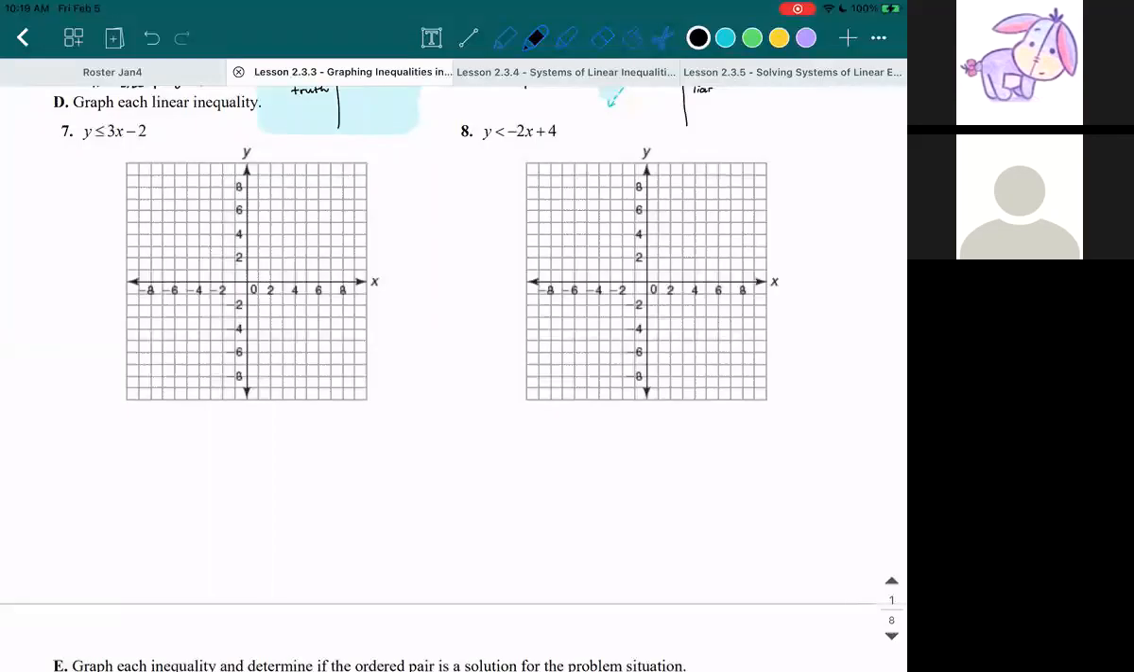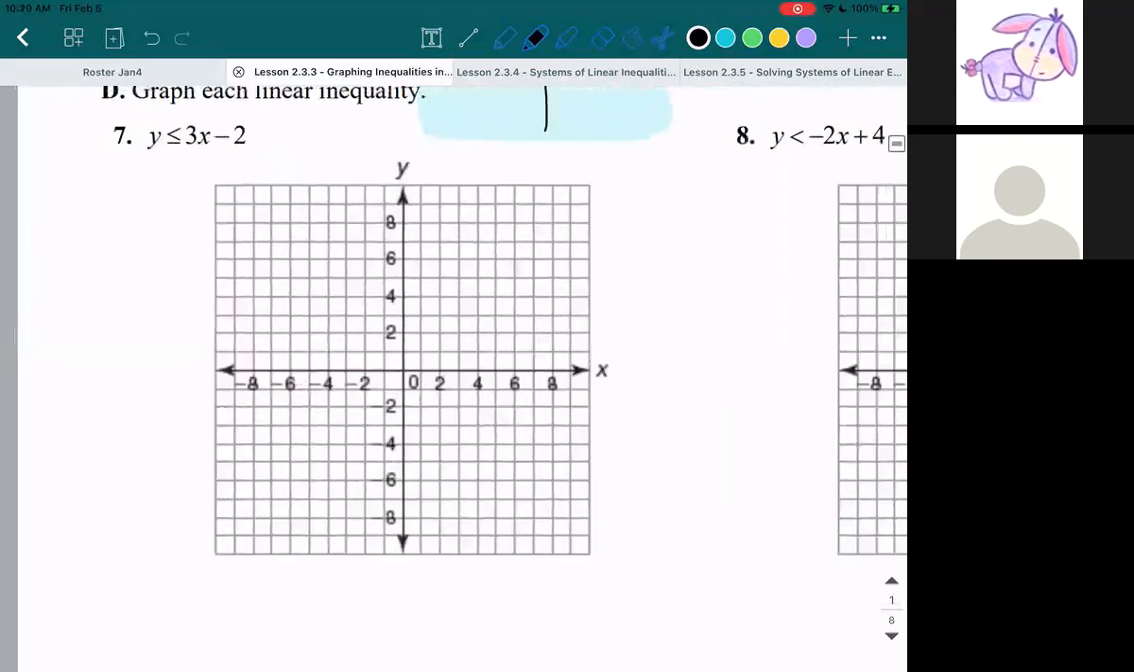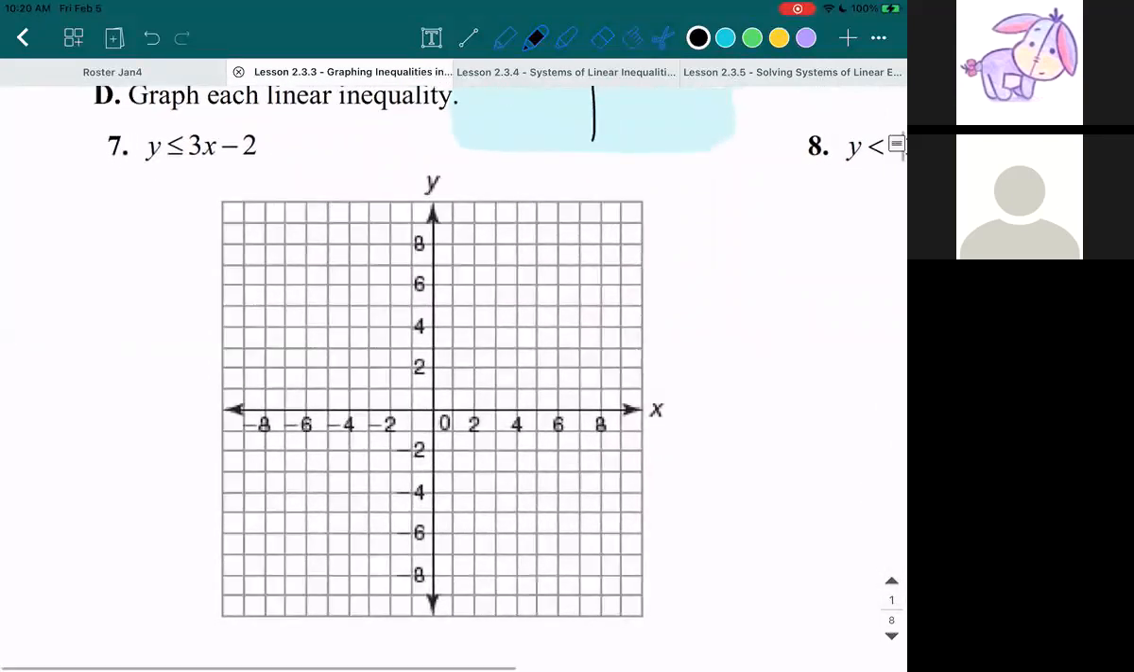All right, so for 7 and 8, we are going to graph each linear inequality. So let's look at number 7 first. Number 7 has y is less than or equal to 3x minus 2. And luckily for us, this time these equations are in slope-intercept form, which makes it a lot easier to graph. But let me just zoom in on it because I think that makes it even easier to see.